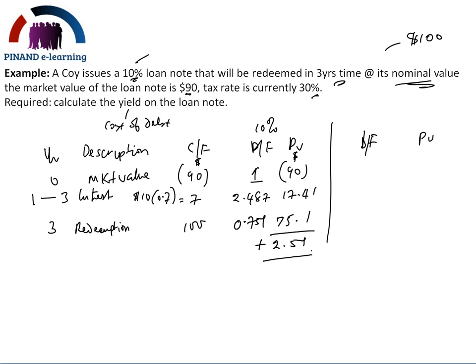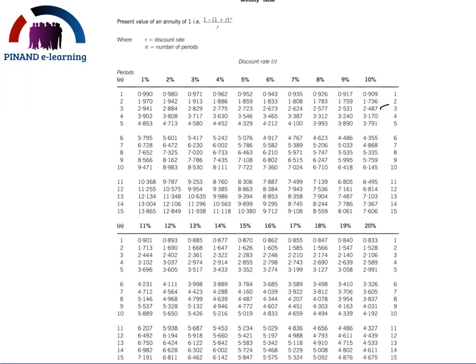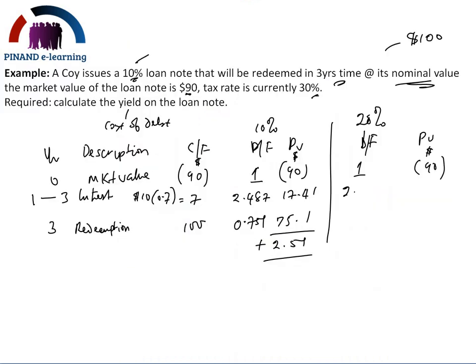Now that I have a positive, I want to increase the rate so that I can get a negative. Being safe, I'll take it to 20% so that I'll be sure of getting a negative. So discount factor in year 0 is always 1, so this will still be $90. Okay. Now let's check 20% for year 3, annuity. 2.106. If I multiply that by 7, I will get 14.74.